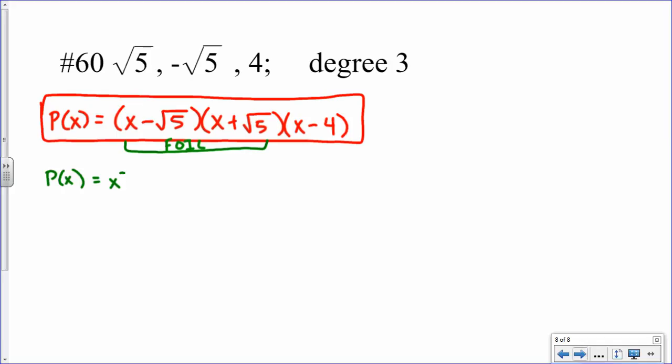Okay, so x squared, then you get positive x times square root of 5, and then negative x times square root of 5. If you remember about conjugates, these were conjugates, so those middle terms end up canceling out, and then you have negative times positive, which is negative. What is square root of 5 times square root of 5? Just 5. So conjugates, it was a squared minus b squared, so x squared minus 5. Okay, times x minus 4.